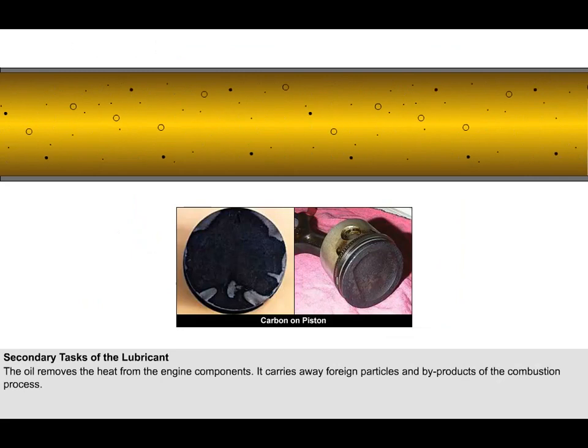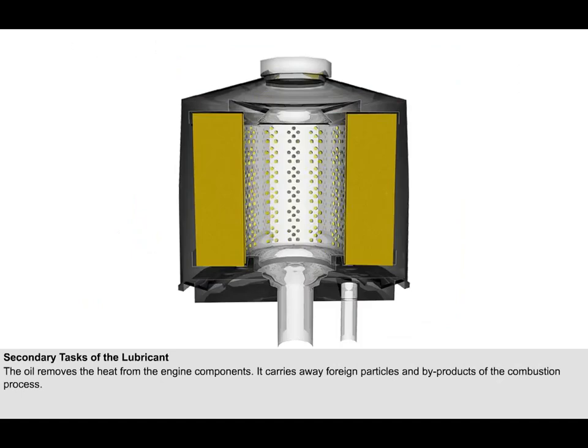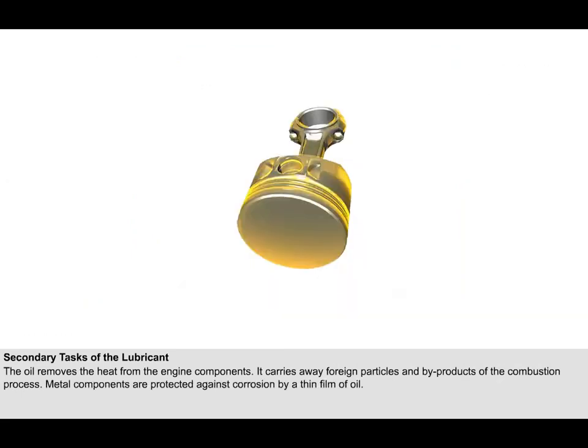As the oil flows through the engine, it also carries away unwanted foreign particles and also the byproducts of the combustion process, such as carbon, which forms on the piston crown. These deposits are strained out of the oil by the oil filter. Thus, the oil can be said to clean the engine. The internal metal components are protected against corrosion by the lubricant, a thin film of which tends to stick to the metal surfaces.